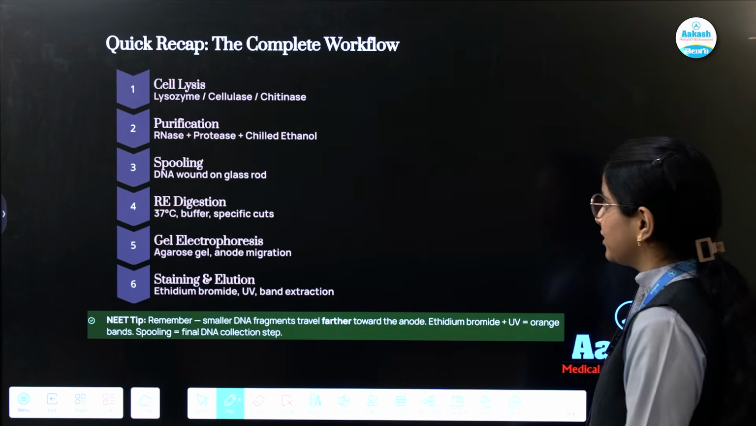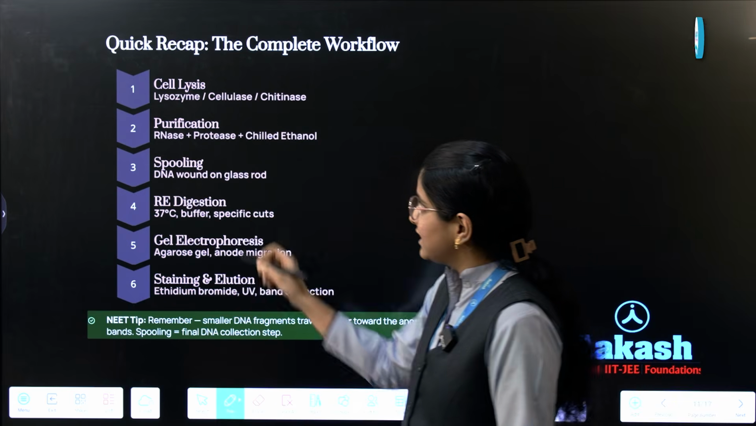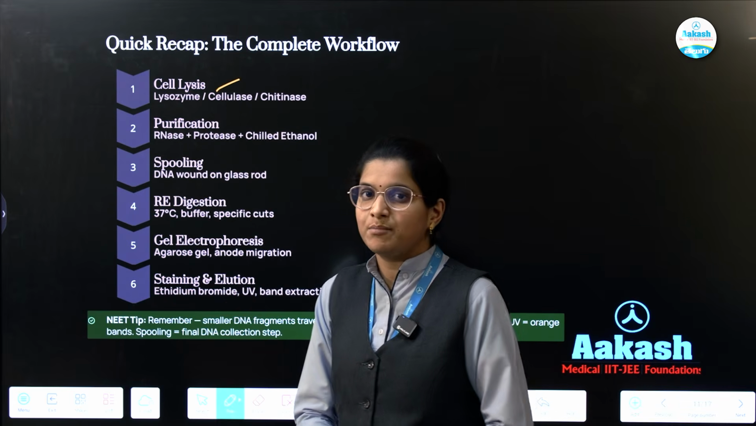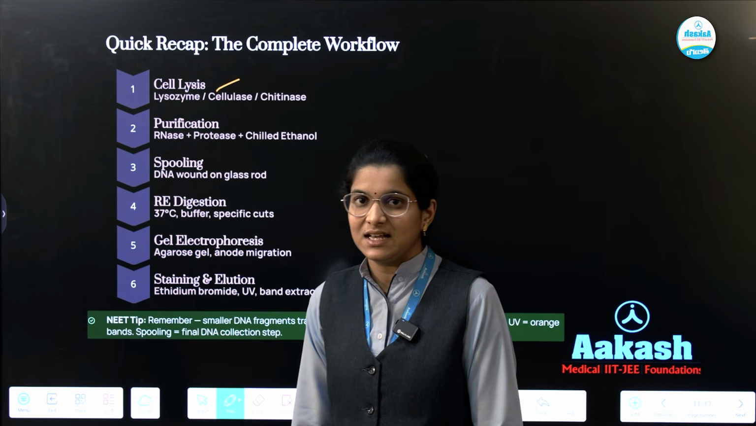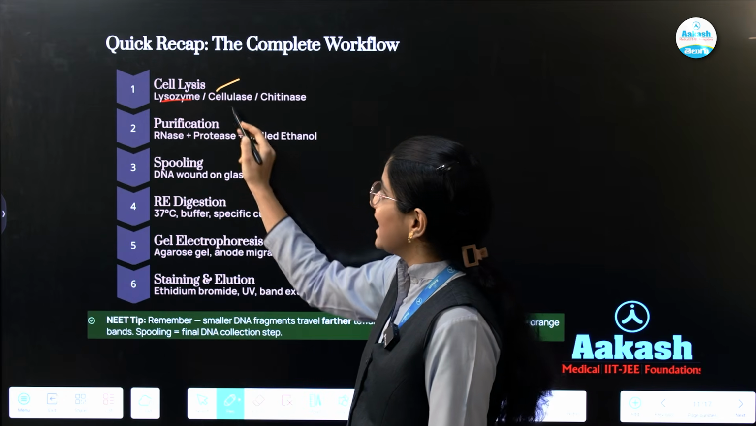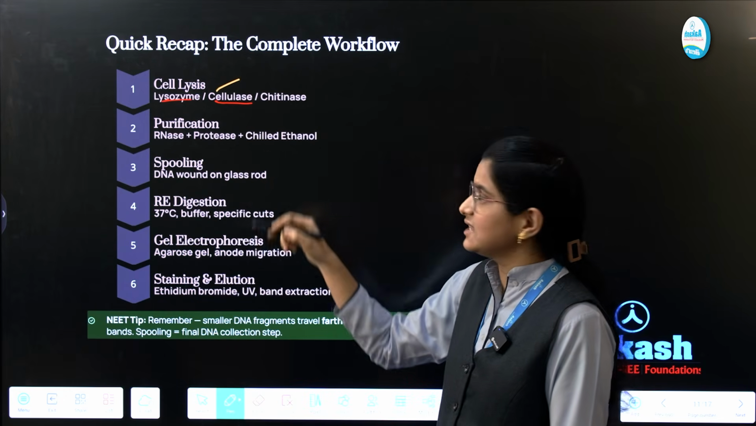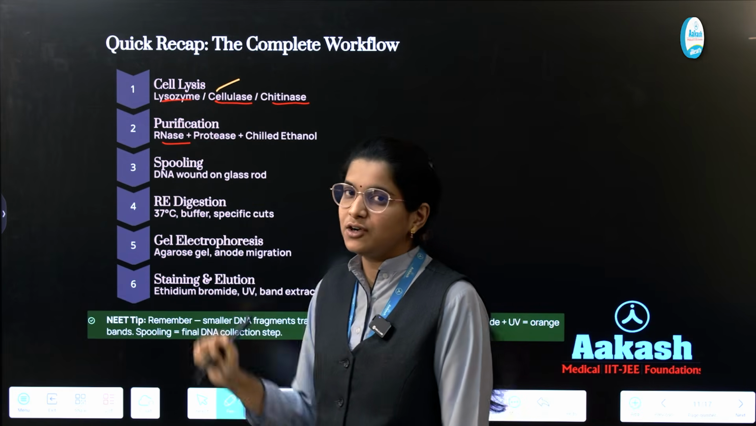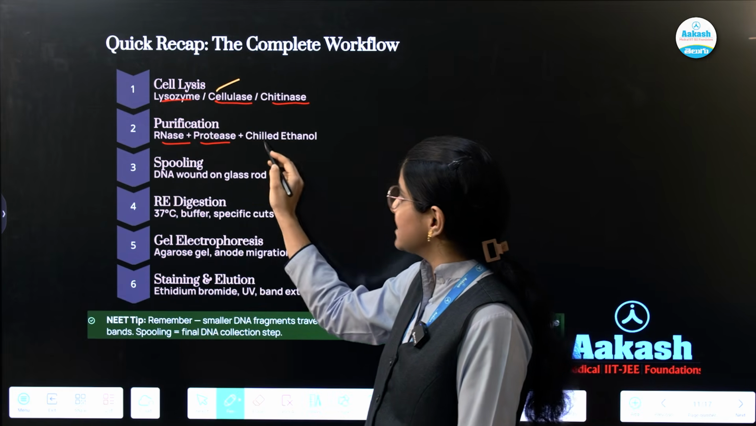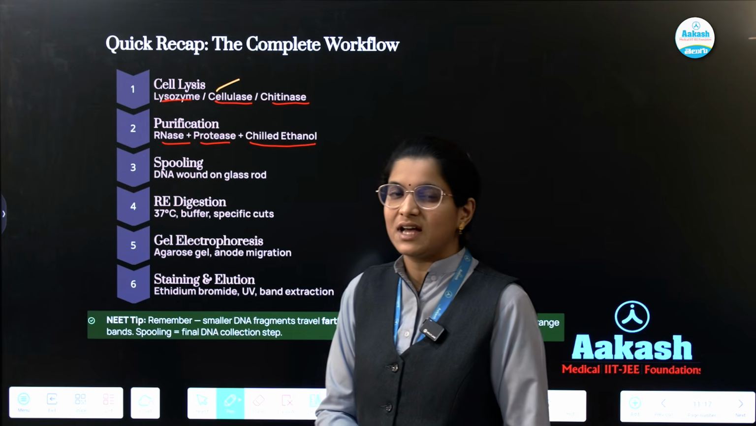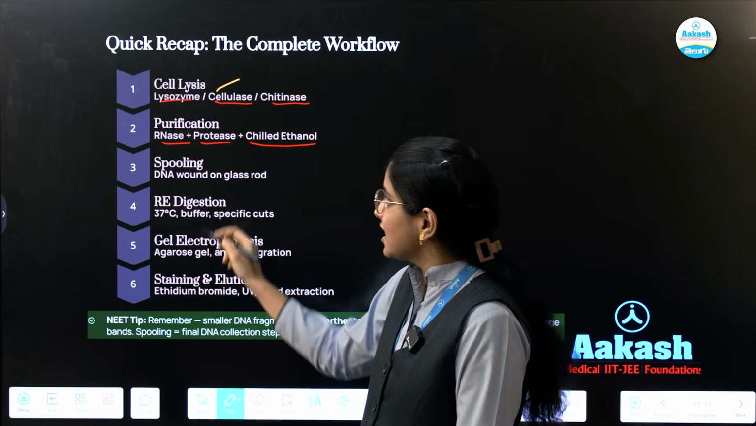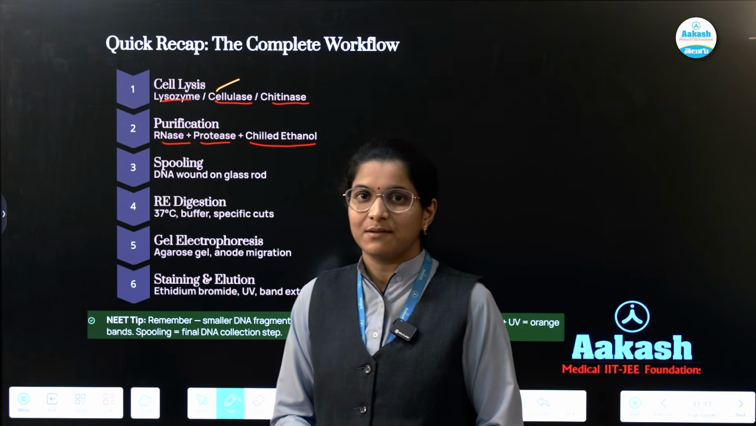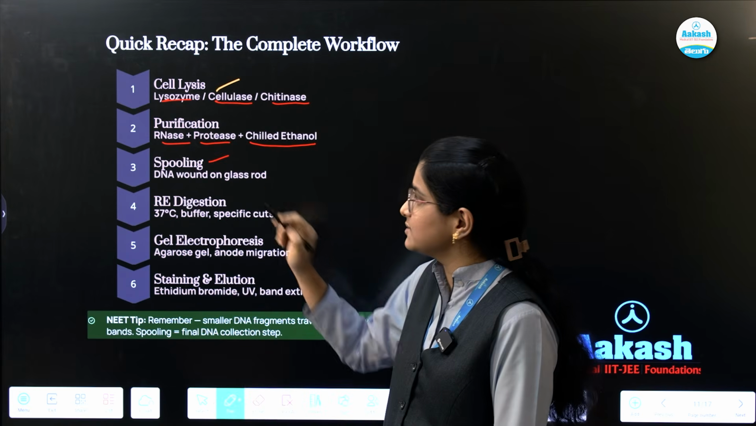So, if you talk about a glance of all these steps, the first step is cell lysis. We break open the cells. For bacterial cell, we use lysozyme. For plant cell, we use cellulase. For fungal cell, we use chitinase. To remove RNA, we use RNases. And to remove proteins, we use proteases. And why is chilled ethanol added? So that the DNA gets precipitated. The process of collecting the DNA fragments with the help of a glass rod is called as spooling.